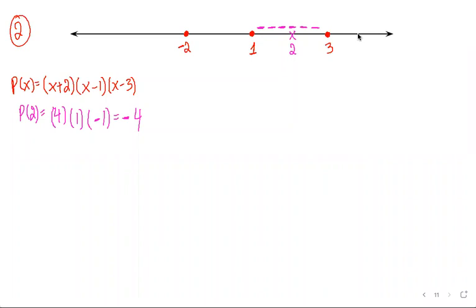For the second one, we have to pick any number greater than 3. Let's take, for example, 4. You plug the 4 inside the polynomial and check the sign. So b of 4 equals 4 plus 2 is 6, 4 minus 1 is 3, 4 minus 3 is 1. So 6 times 3 is 18, times 1 is 18, positive. So the sign from 3 and above is positive.